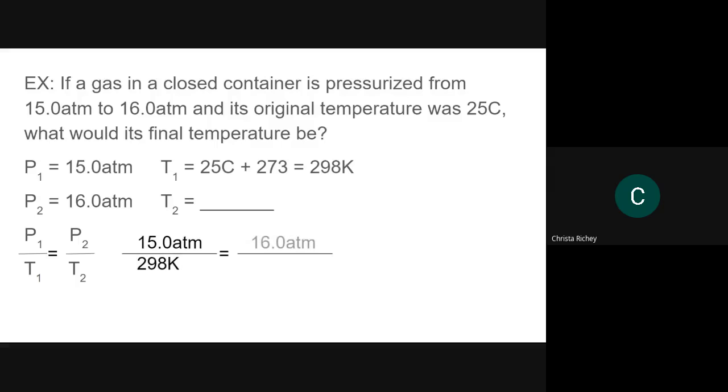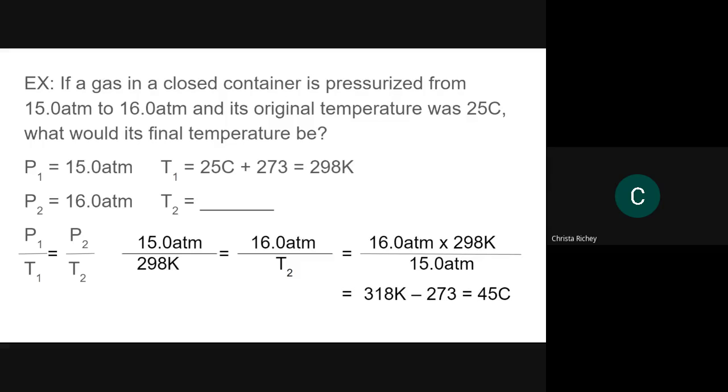Plug everything in. So I'm going to multiply the 298 K and the 16 atm, and then I'm going to divide it by 15. And the atmospheres will cancel out, and I am left with the Kelvin as a unit. And so it's 318 Kelvin. If I ask you what it is in Celsius, because there are times when we ask you to change it back, when you subtract 273, it's 45 degrees Celsius.